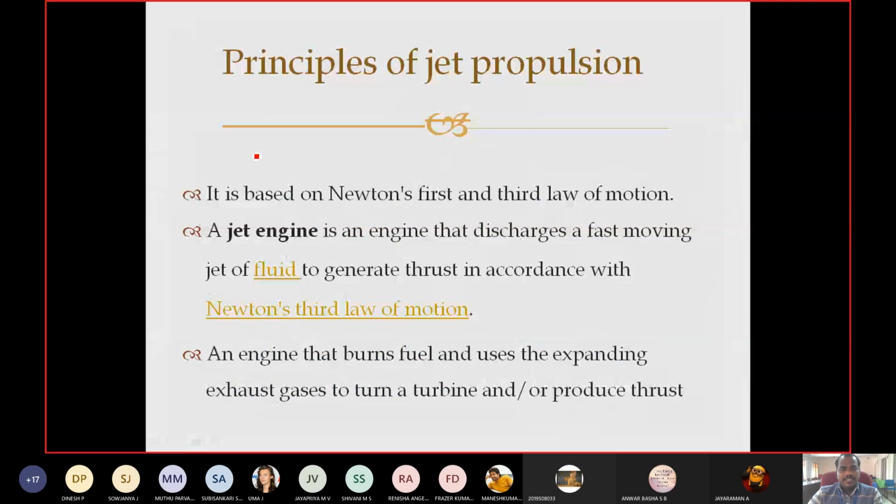So the principle of jet engines is based on Newton's first and third laws of motion. A jet engine is an engine that discharges a fast moving jet of fluid to generate thrust in accordance with Newton's third law of motion. Right, these are the principles of jet engines. And we have another principle: an engine that burns fuel and uses the expanding exhaust gas to turn a turbine and or produce thrust. So we burn fuel to produce thrust, and this can be used to turn a turbine as well.